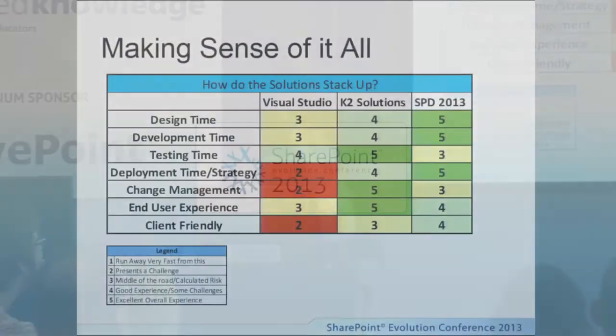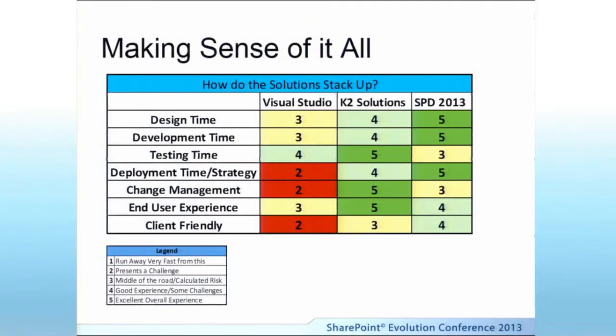I wanted to come up with a matrix to let you know, if you're thinking about this either as a developer or a business, as a business analyst, who's in my audience, or as an end user, as a project manager, or whatever, what my opinion is. By the way, these are my opinions, and some of them are subjective, some of them are objective, based on what I'm measuring right here. This is how I came away in terms of Visual Studio, K2 solution and SharePoint Designer. And I'm ranking them from run away from it very fast to excellent overall experience, all right? There's no ones, obviously. Oh, gosh, don't use that.